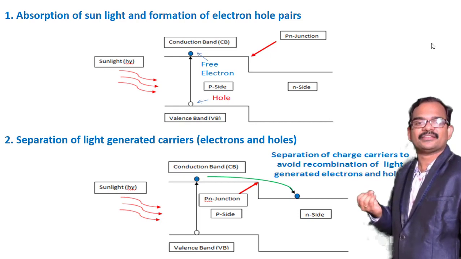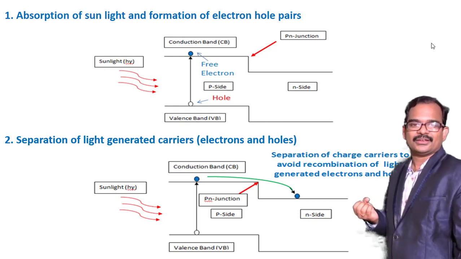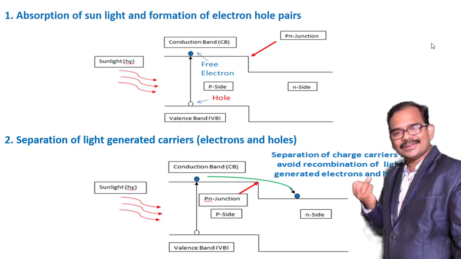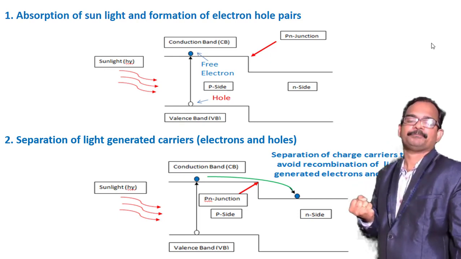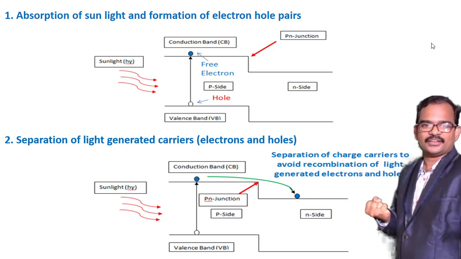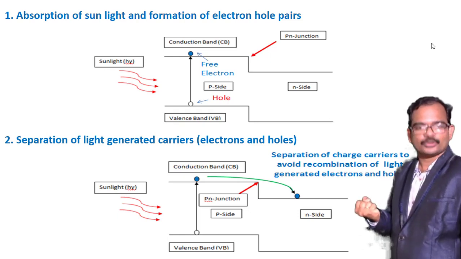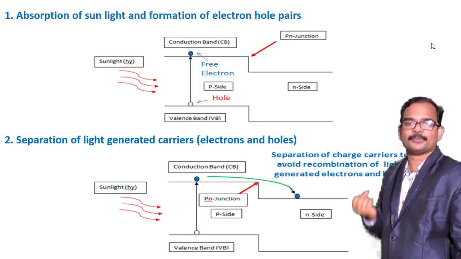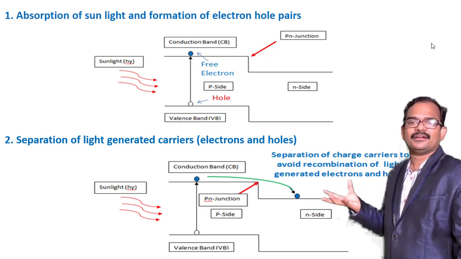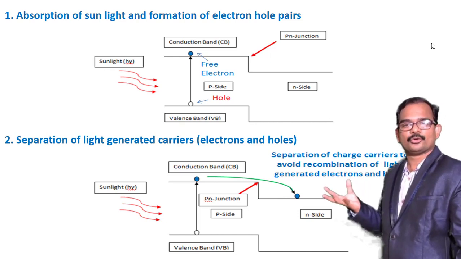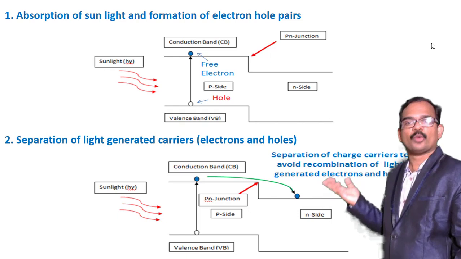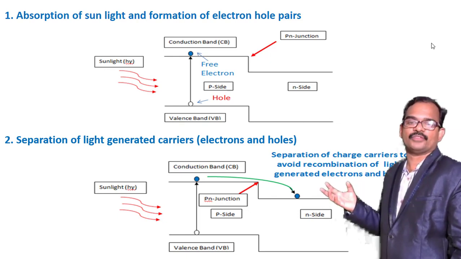If this step doesn't happen, what happens? The light generated electron and hole will again recombine with each other. If that happens, then there is no working of a solar cell. You cannot generate the electrical energy out of that recombination, and thereby we need to separate the light generated free electrons and holes across the junction in order to avoid their recombination.